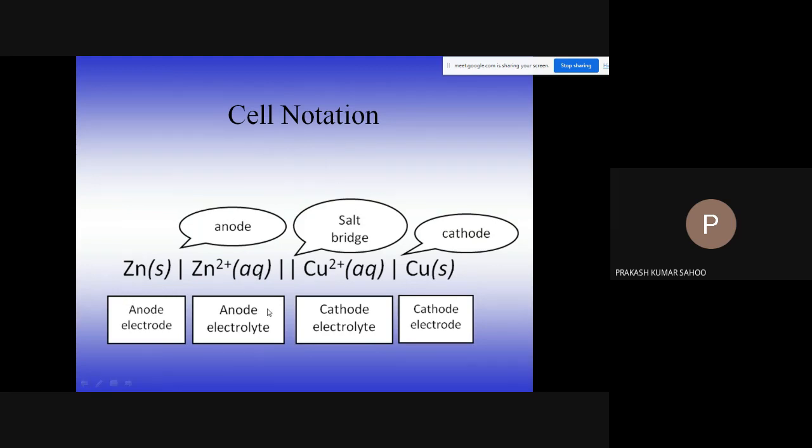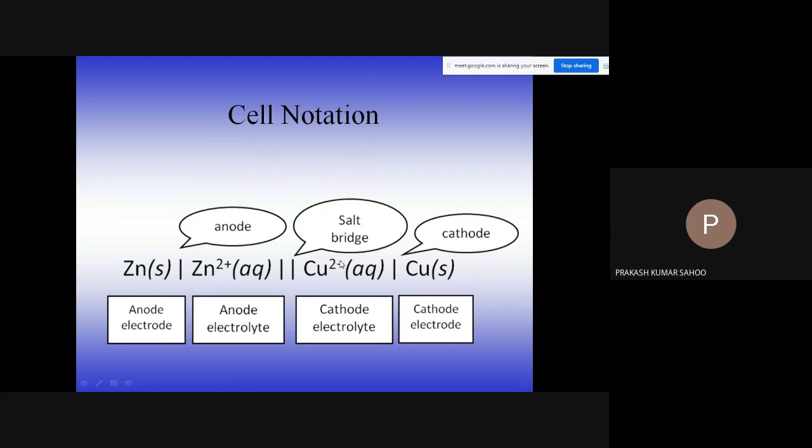Just remember, at the left hand side we will have the oxidation half cell, that is the anode. What is our anode? It is zinc electrode dipped in zinc sulfate solution. What is zinc sulfate solution? It contains zinc 2 plus ion, aqueous, which means it is in the aqueous medium. Then the double line means it is the salt bridge, that is sodium nitrate in agar agar medium. Then the cathodic part, right hand side part, that is copper 2 plus.